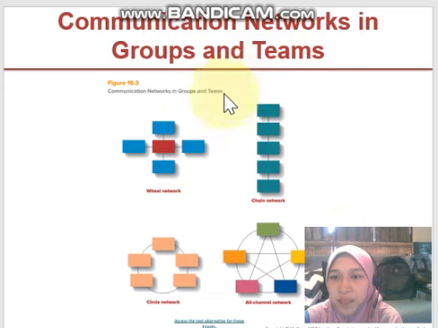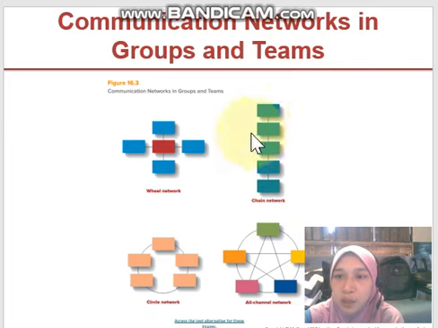And usually this chain network will be used by groups with sequential task interdependence, meaning that their work is interdependent, bergantung antara satu sama lain, berturutan. Kerja-kerja dia orang adalah berturutan. Daripada A, dia perlu pergi pada proses B. And then proses B baru pergi pada proses C. Dan C pergi pada D, D pergi pada E. So, A akan communicate dengan B usually in the chain network. Dia tak akan communicate dengan C, D ataupun E.